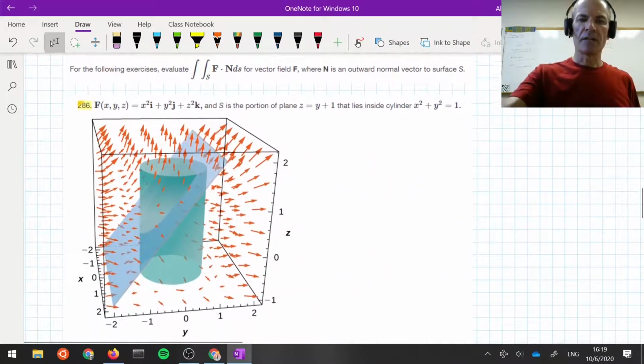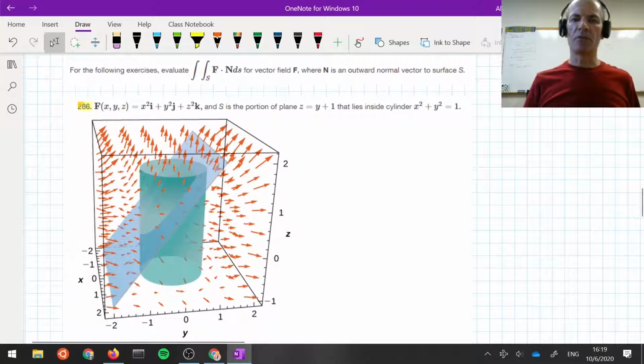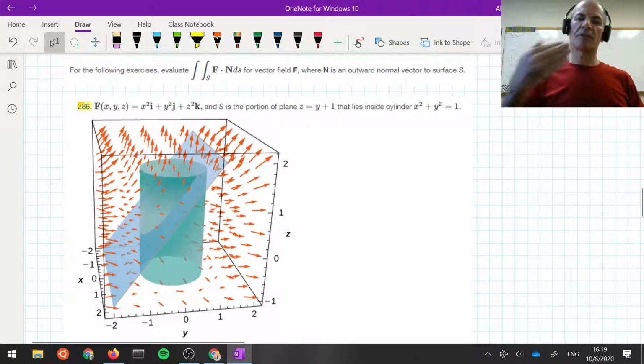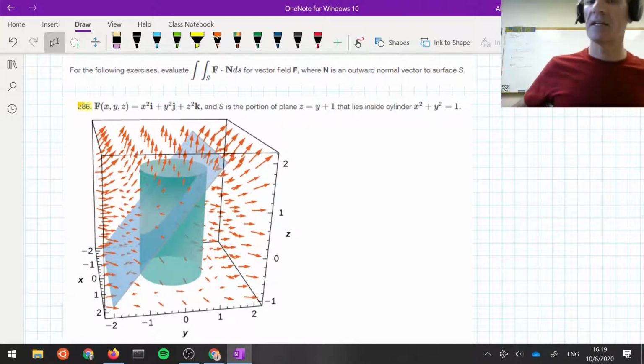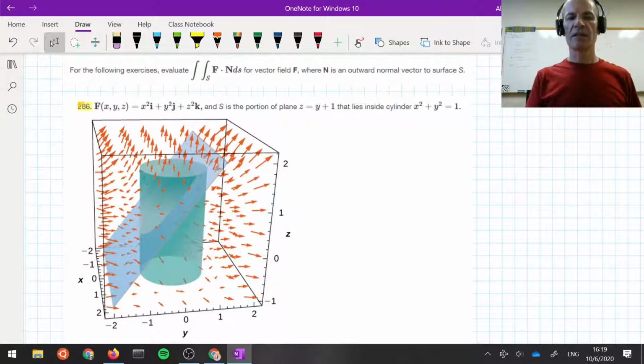All right, in the next example, we're asked to compute a flux integral. And this gets back to the example that I introduced way back at the beginning of the class and we keep revisiting. Now, the example I mentioned at the beginning of the semester is flux across a curve in 2 dimensions. Now we know enough to be able to do flux in 3 dimensions.